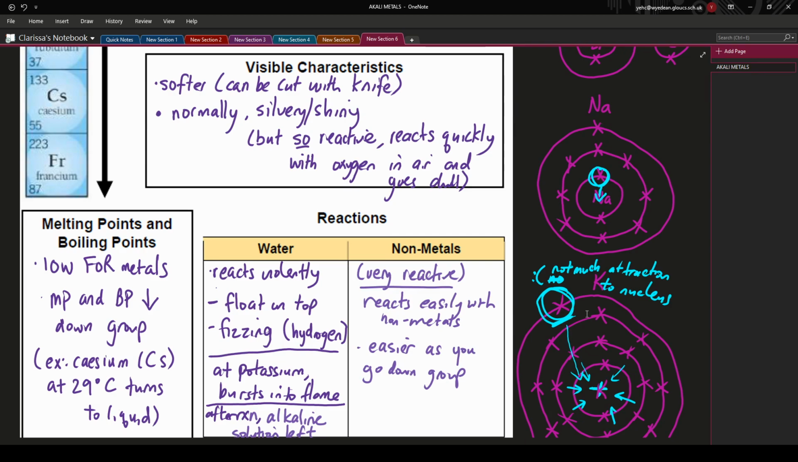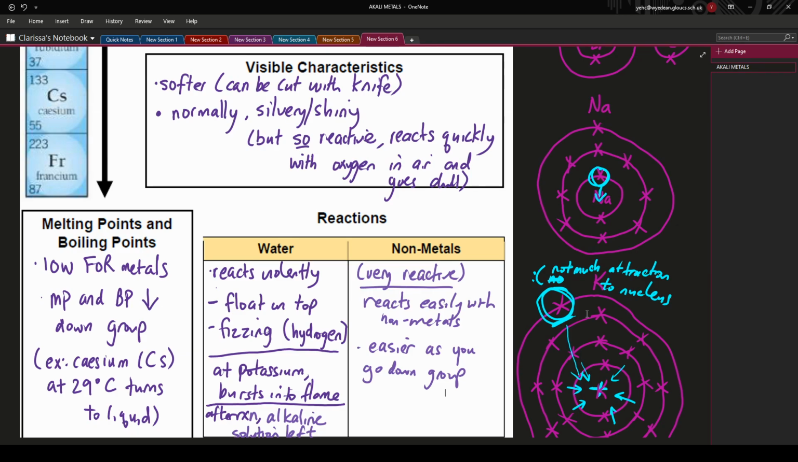That one lone electron on the outermost shell becomes more and more easily lost. This ends up giving us a few properties. For example, when we put the alkali metals in water, they all sort of fizz and float on the top because they're not very dense. But as you go further down the group, you're going to see bigger and bigger reactions.